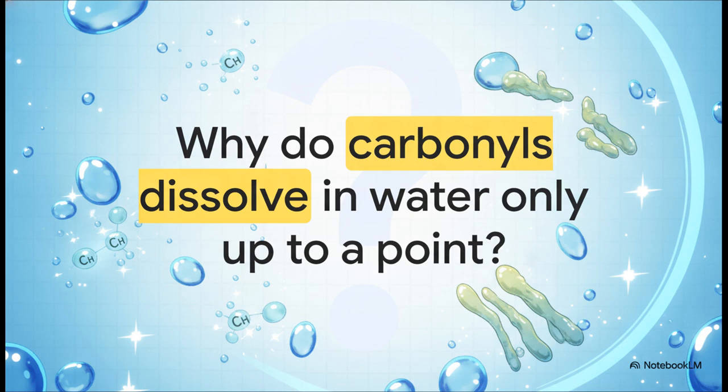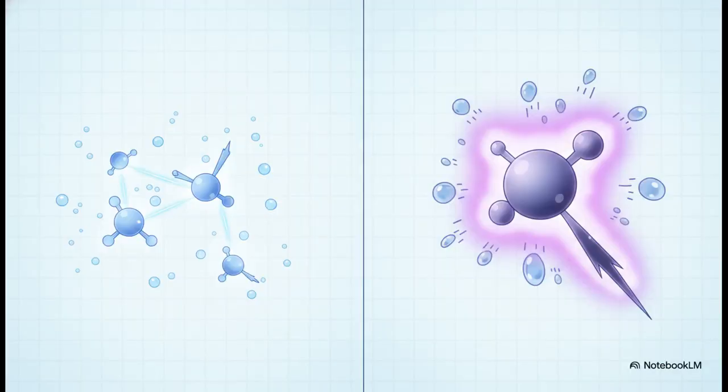Why do you think these molecules dissolve in water, but only up to a point? Well, the answer lies in a tiny battle between the polar head and the nonpolar tail. Up to about 4 carbons long, aldehydes and ketones are perfectly soluble in water. And that's because their polar carbonyl oxygen can form nice hydrogen bonds with the water molecules. But as you add more and more carbons, those bulky, hydrophobic, literally water-fearing, alkyl chains start getting in the way.